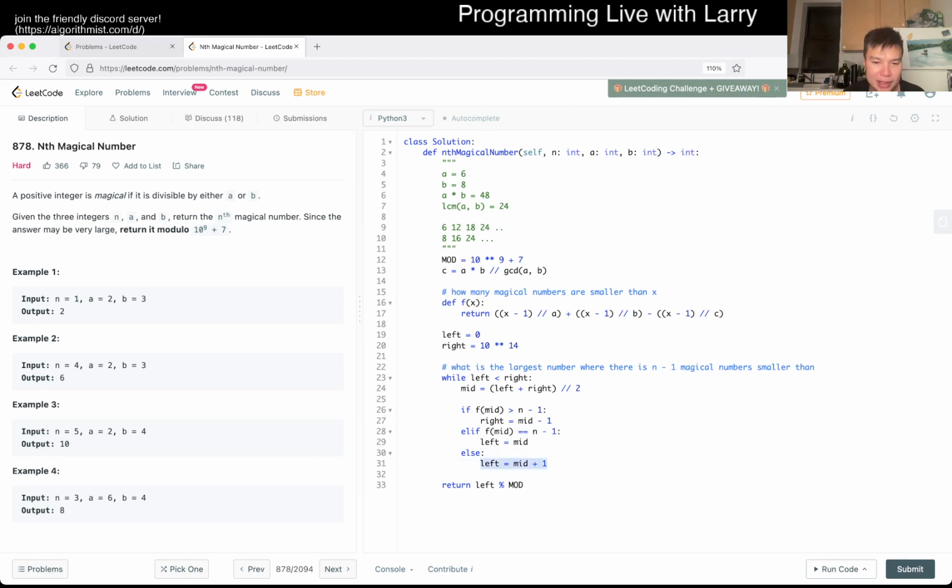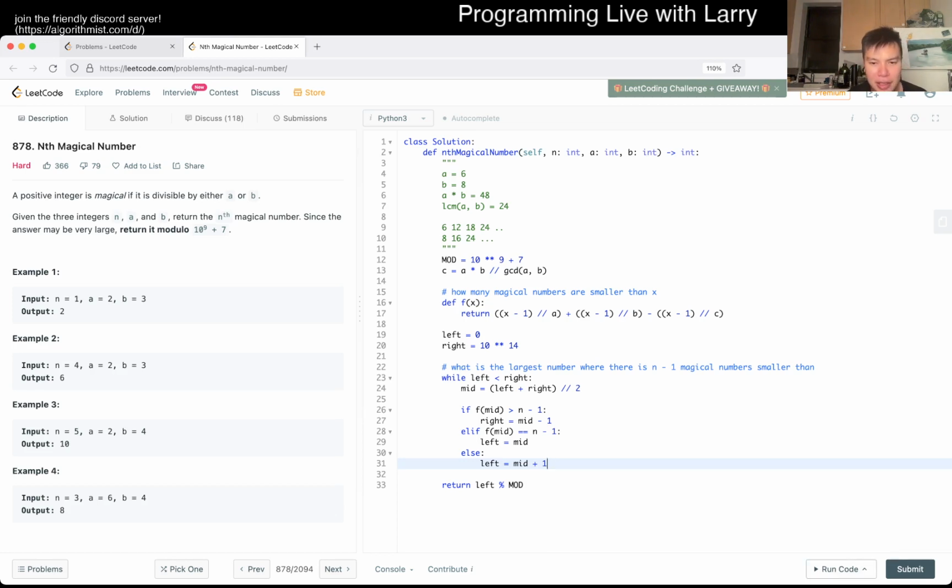Otherwise, if it is smaller, we set left is equal to mid plus 1. And I think this will give us the answer.